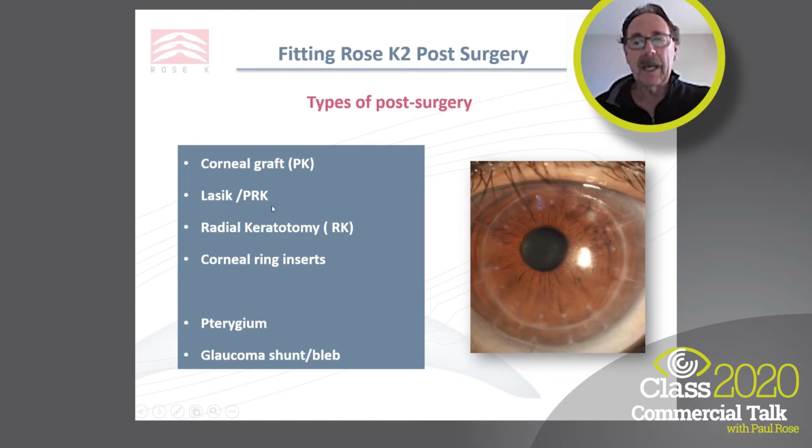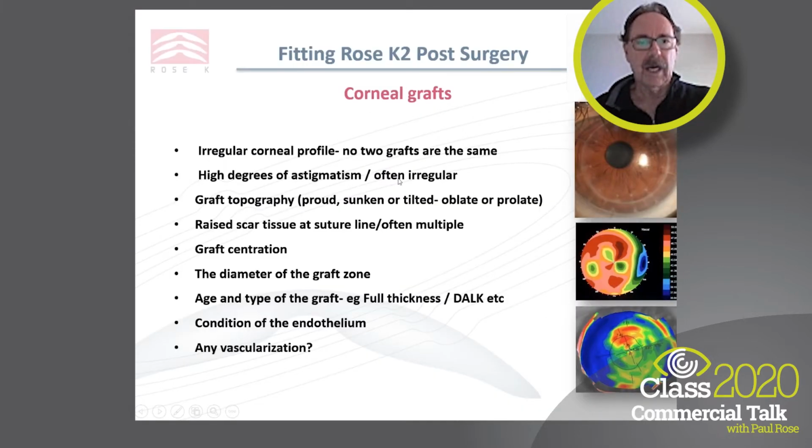The LASIK or PRK, very common where you get ectasia. RK, fortunately in New Zealand, we didn't have many RK cases, so I've seen only a few of those. Corneal ring inserts, which are very common in some countries. And I'm also going to touch on these conditions, pterygium, glaucoma shunt, because if you move the lens to bear outside the limbus, these things need to be considered as well. So we're going to start off with corneal grafts.